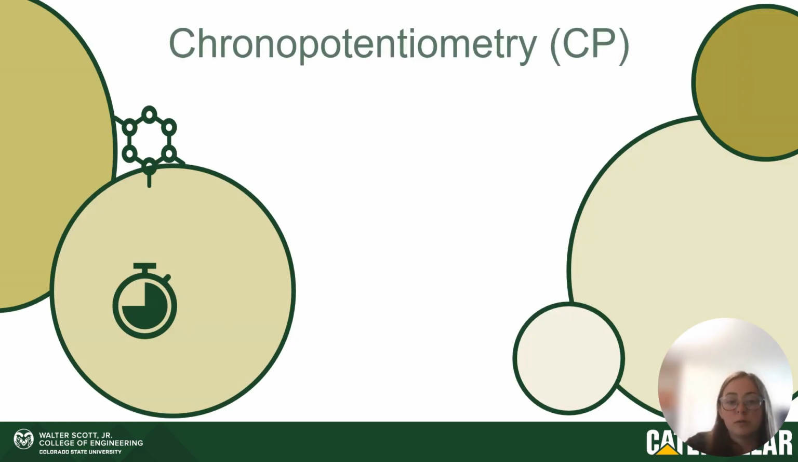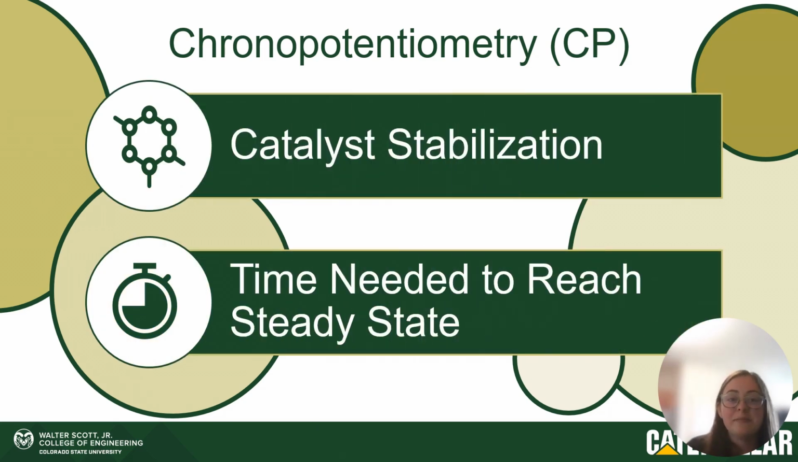Which moves us into long-term testing. The long-term testing that we decided to run is called a chronopotentiometry, or CP. So it tells us a few important things as well. First, catalyst stabilization. A good, stable catalyst should be able to hold a constant current density at a constant voltage over time. Therefore, our graph should look like a straight line theoretically.